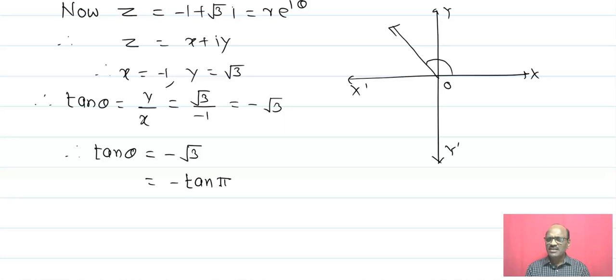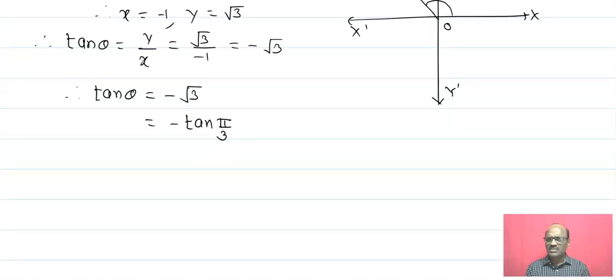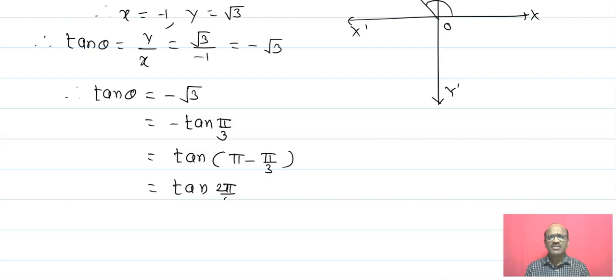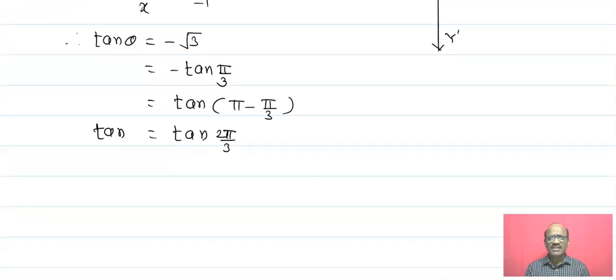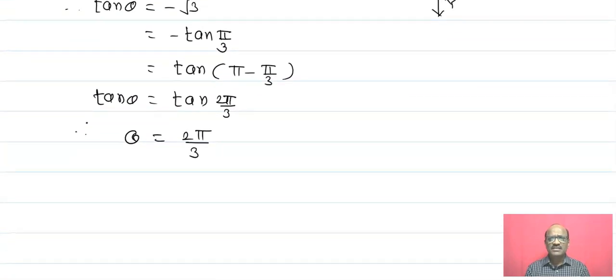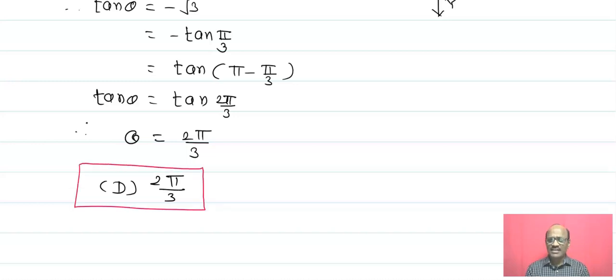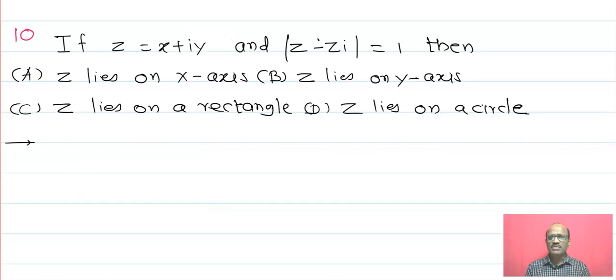Now see this. Keep the minus sign aside. What is root 3? That is, root 3 means tan of pi by 3. Then absorb the negative sign. That is the tan of pi minus pi by 3. Therefore, you will get tan of 2 pi by 3. And that's why here, theta is equal to 2 pi by 3. Now in the second part of trigonometry, we will see how to find these values directly. That is, theta is equal to 2 pi by 3. Now next is question number 10.